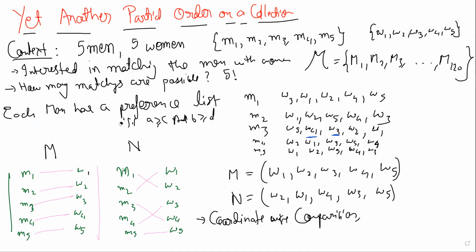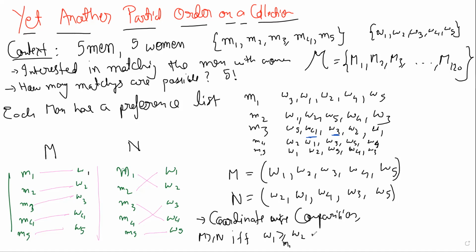That's the kind, and this will obviously just be a partial order. You cannot compare everything. Here also we will do something similar. You see, coordinate wise comparison means what? So we will say that m is bigger than or equal to n if and only if w1 is higher than w2 in the preference list of m1. So for m1, w1 must be higher than w2.